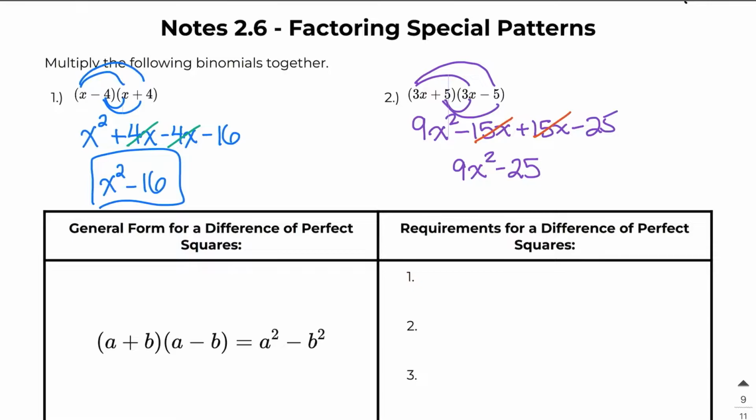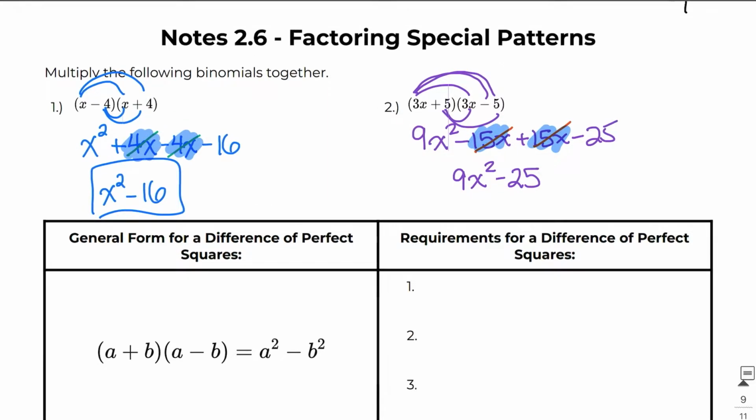So if you notice, what ends up happening here is the outer and the inner terms cancel each other out in both of these. And the reason why is because the outer that we have right here is a positive 4x, and the inner that we have here is a negative 4x. So they cancel each other out. But the biggest reason why is because these expressions are identical except for this minus sign here and this plus sign here. And same thing is true in this example here. So this 3x and negative 5, and then this 3x and positive 5 cancel each other out again because they are identical except for the plus and the minus.